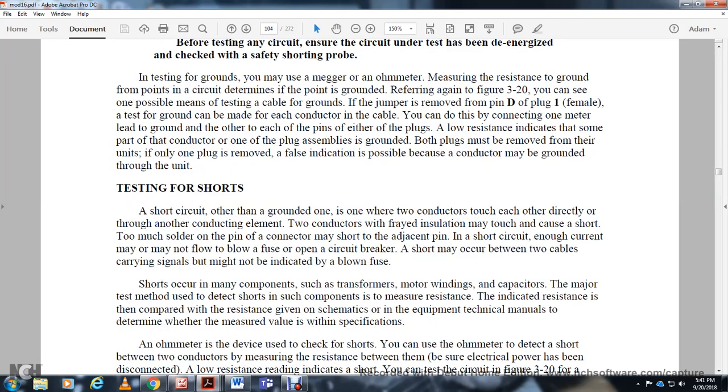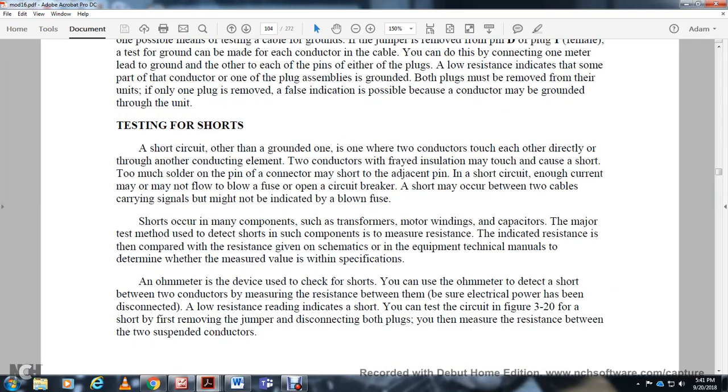Testing for shorts. A short circuit is other than a ground one, where two conductors touch each other directly or through another conducting element. With the two conductors, insulation fear of the touch may cause a short. Too much side of the pin contact connector may short the adjacent pin, with the short circuit of each of the current may not flow for the lobe of the fuse opening the circuit breaker. Short may occur between the two cables that carry the signal that may indicate the blown fuse. Short occurs with the component such as the transformer motor wiring, with the capacity of the major test method detecting shorts in such components.